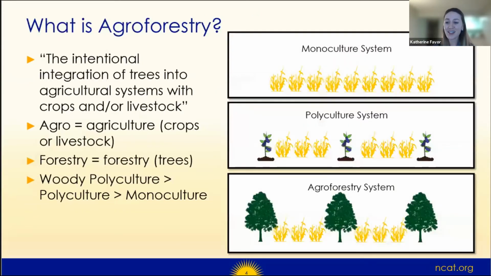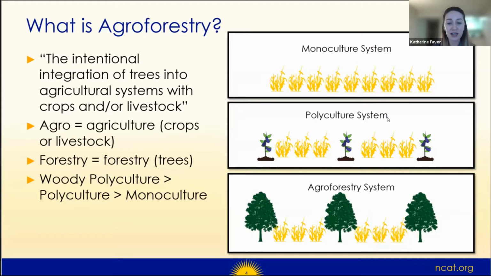So let's dive in. Let's talk about what agroforestry is. If you don't know the term, it's an umbrella term that basically means the intentional integration of trees into agricultural systems with crops and or livestock. So there's two components to the word. Agro in agroforestry refers to agriculture, and that's the crop component. And then forestry, easy, that refers to the tree component. So it's basically integrating your crop component and your tree component into a single system.